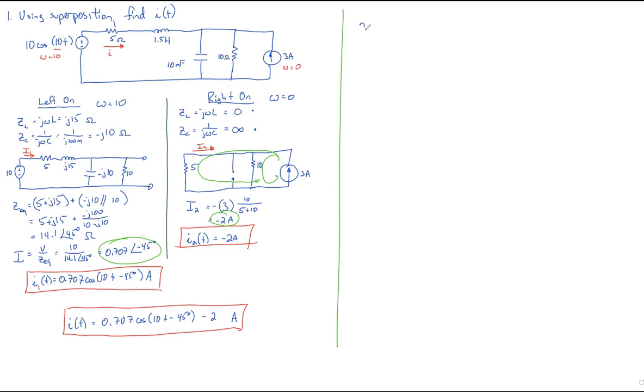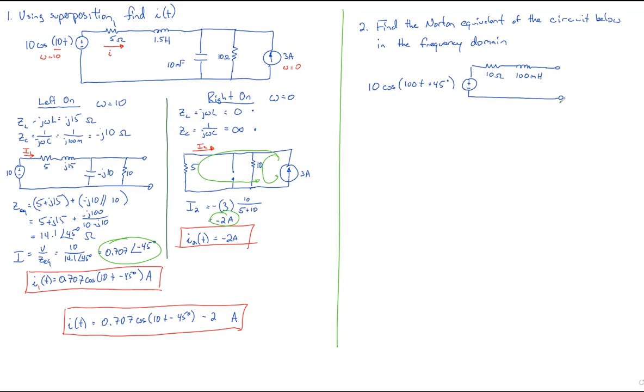Let's take a look at the second collaborative problem. Find the Norton equivalent of the circuit below in the frequency domain. To do that, you will first need to calculate the impedance of the inductor. That is always equal to j omega L, which here would be 100 times 0.1 or j10.